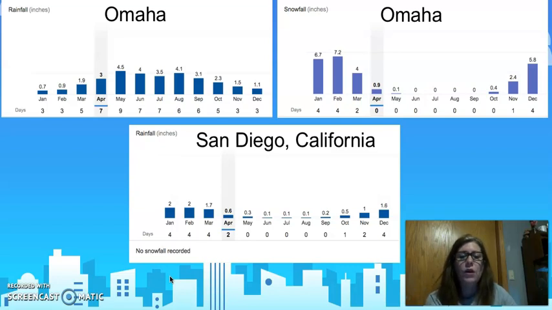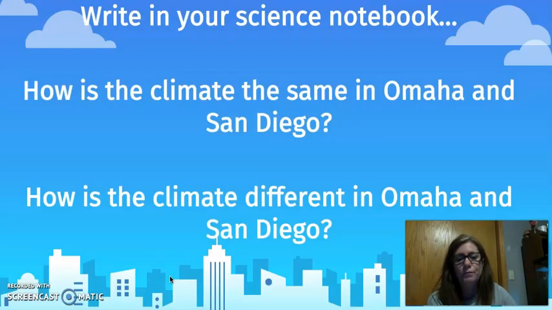So these are a couple ways of knowing what a climate is like in an area. They will look at the temperatures and they'll look at the precipitation and what is common, what happens most often in an area over a long amount of time, and that's how they'll determine what the climate is.